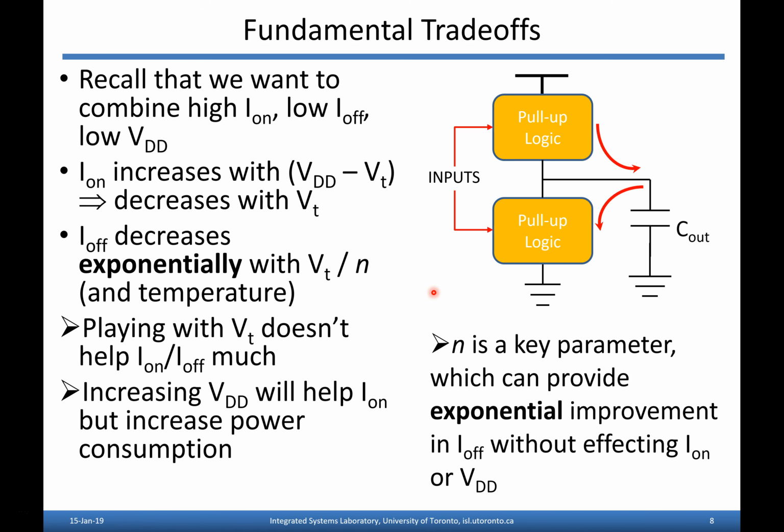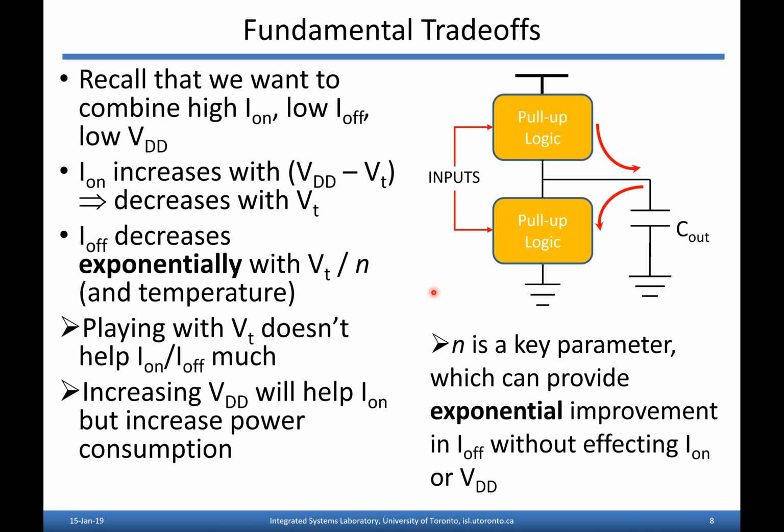So, taking a step back, recall that we want to combine high on current and low off-state current, and at the same time, low V_DD for low power. That's going to give us our combination of speed and low power. So we've seen now that I_on increases with the gate overdrive that we have when the transistor's on. So that is going to be V_DD, that gate overdrive voltage is V_DD minus V_T. So obviously if we have higher V_DD, we're going to have a higher overdrive voltage, we're going to have more on current. Nothing surprising there, right? Higher V_DD lets us turn on that transistor harder.